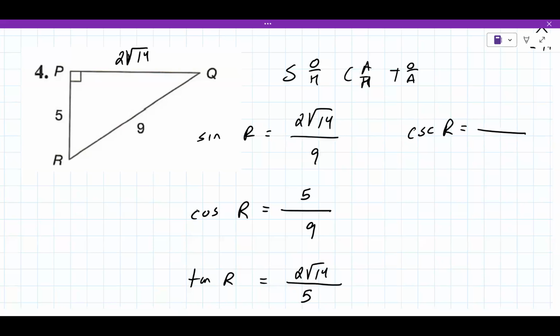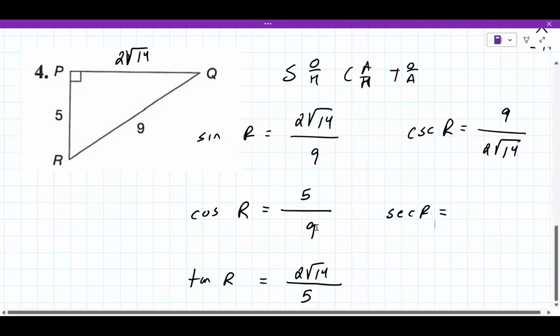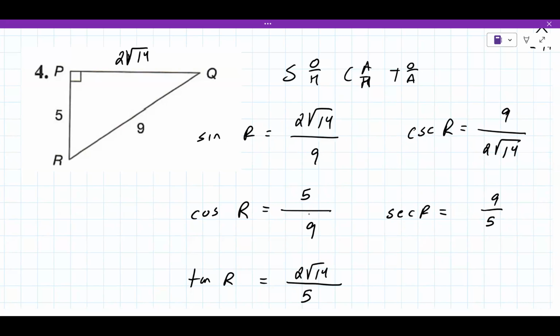So the first one is cosecant of R, and it goes with sine. It's the flip, the reciprocal of sine. So you just flip it. 9 over 2 square root 14. Secant of R is the flip of this, 9 over 5. And then the last one is cotangent of R. It's the flip again, 5 over 2 square root 14.